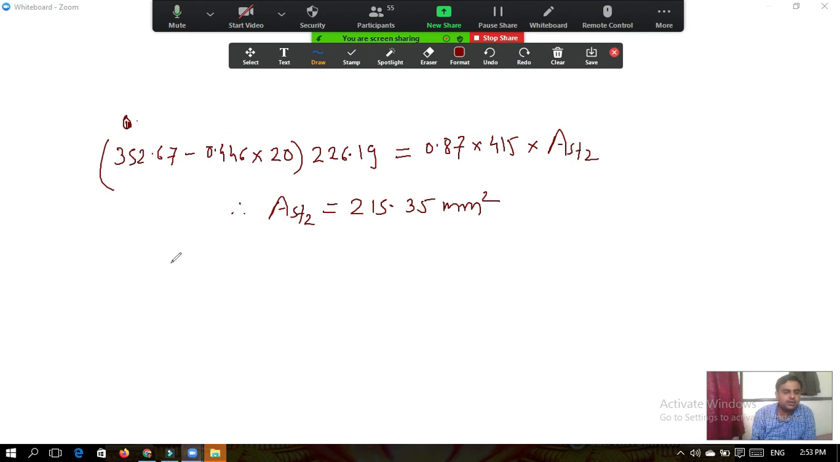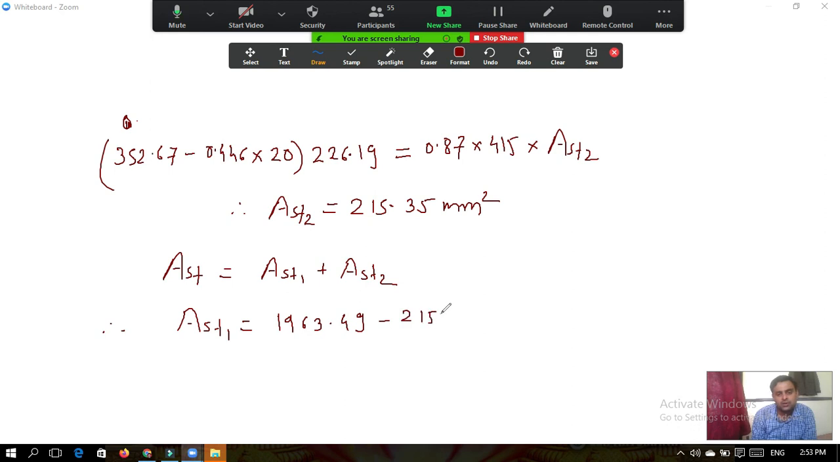So now calculate AST1. Total area of steel is known to us. So we know that AST is equal to AST1 plus AST2. Therefore, AST1 is equal to total minus AST2. So 1963.49 minus 215.35. So we will get the value of this AST1.